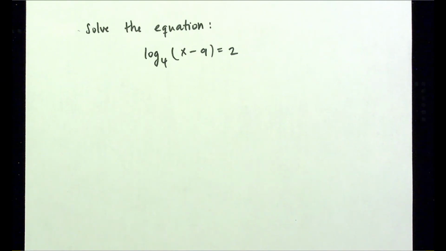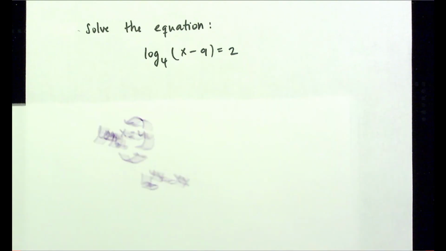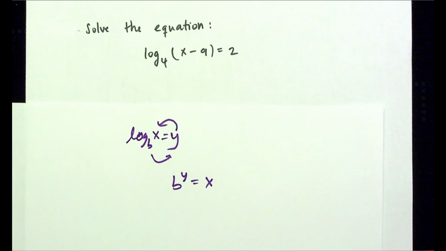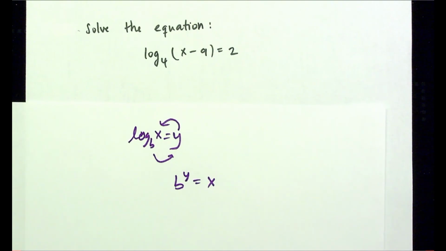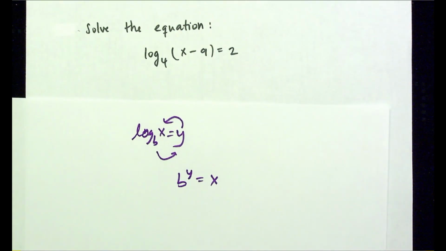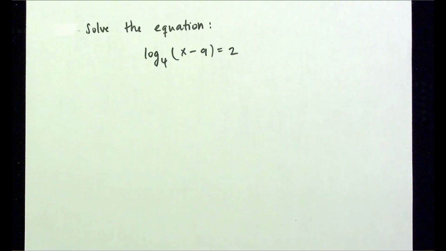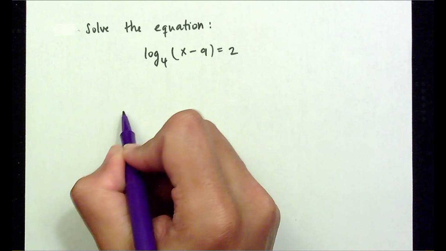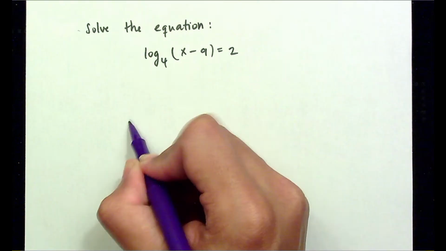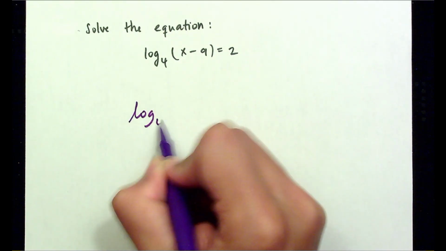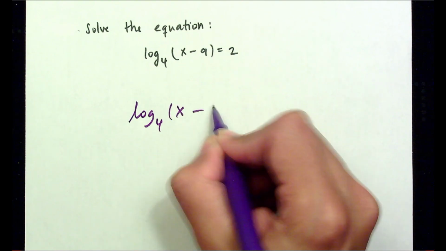Solve the logarithmic equation logarithm base 4 of x minus 9 equals 2. Okay, for solving this, we're going to use the diagram of how to interpret logarithmic equations or logarithms. So right now then, we're going to use this diagram to decode this. What does the diagram tell me? I'm going to write this bigger.